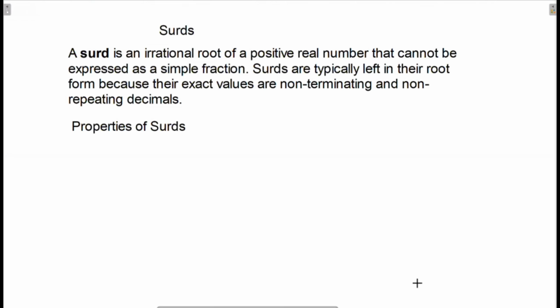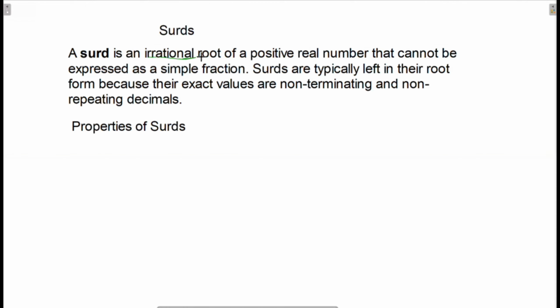Today we want to talk about a topic in mathematics, called surd. It's a topic under mathematics by syllabus. Now, what are we saying surd? A surd is an irrational root of a positive real number that cannot be expressed as a simple fraction. And surds are typically left in their root form because their exact values are non-terminating and non-repeating decimals. That's one of the definitions of irrational roots.